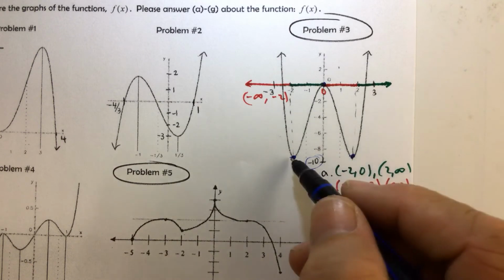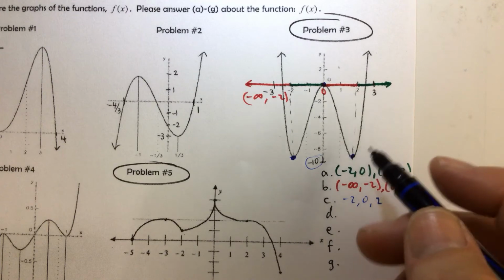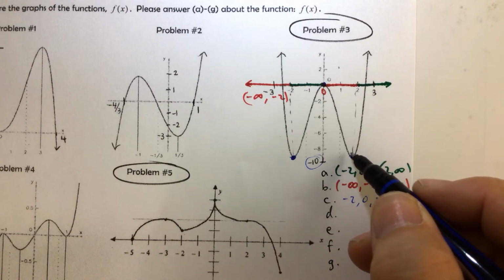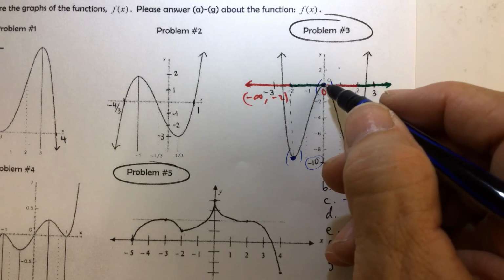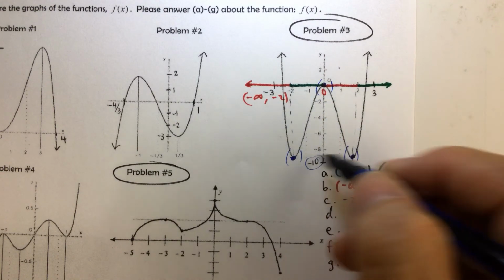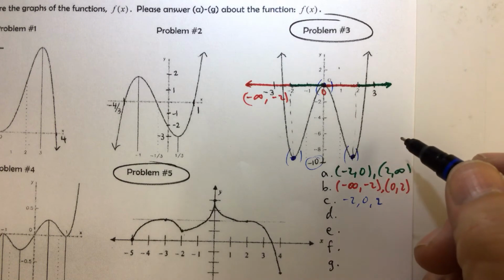Absolute minimums are also local minimums, because to be a local minimum, you just have to be the lowest point of all the ones right around you. If you're the highest point right around you, then you're a local max. Lowest point right around you, then you're a local min.